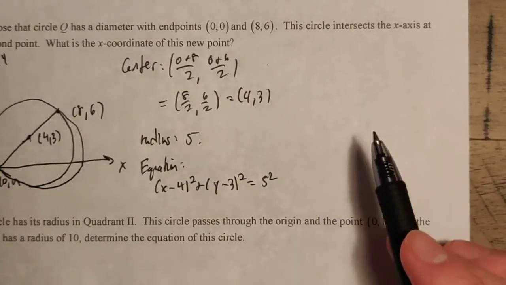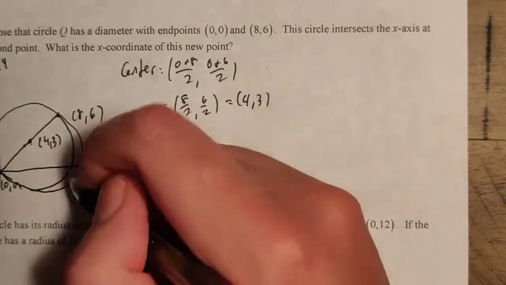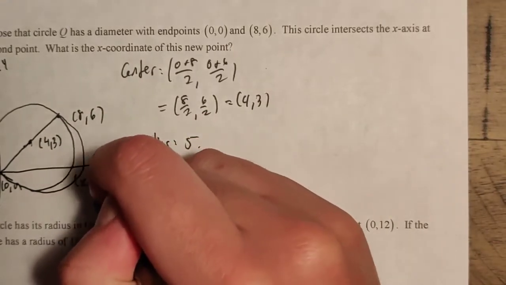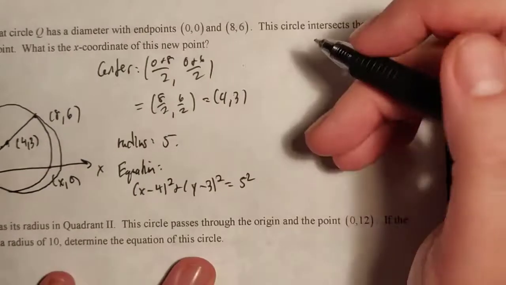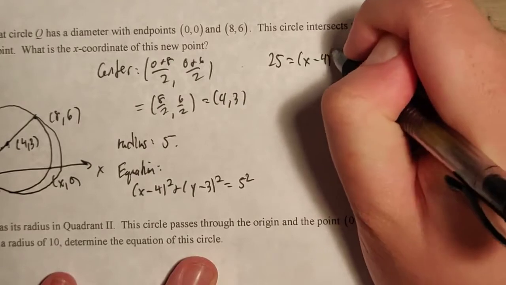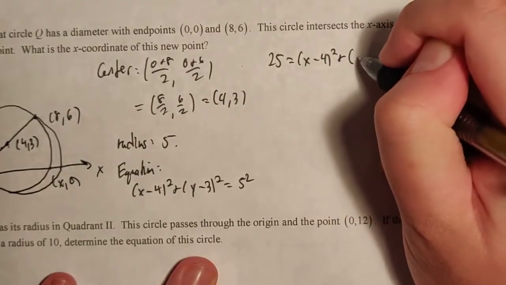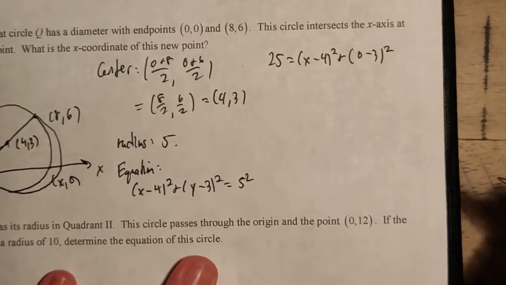We're told that it intersects the x-axis at a second point. It intersects at (0, 0), and it's also going to intersect at another point here. So let's call this point (x, 0). Since the y-coordinate is 0, we can just go ahead and substitute that in. So we know 25 is equal to (x minus 4) squared plus (0 minus 3) squared, because we know the y-coordinate is 0.